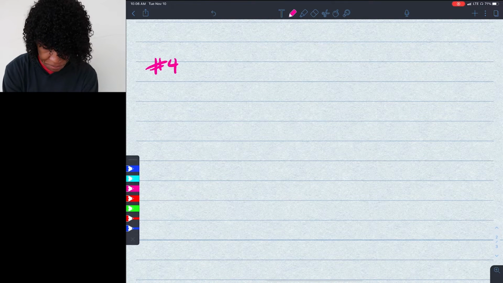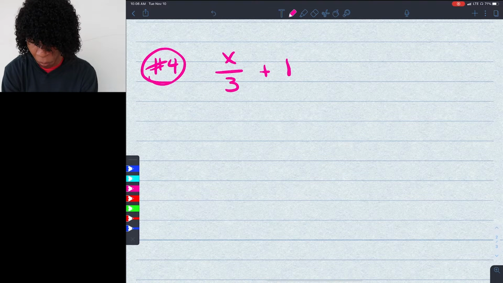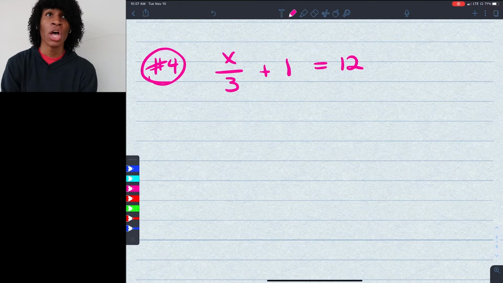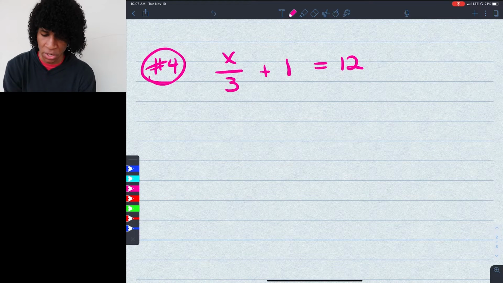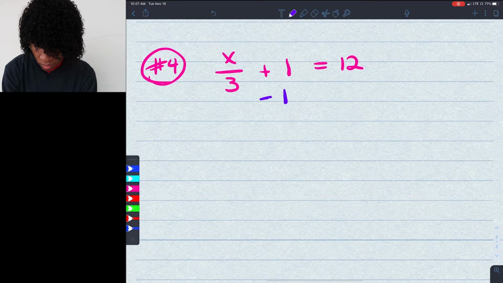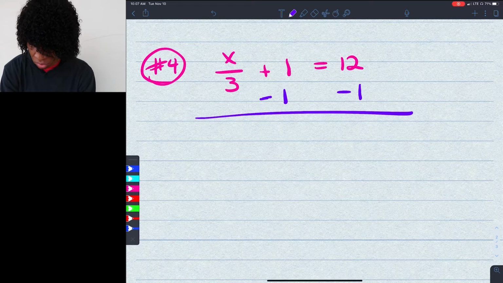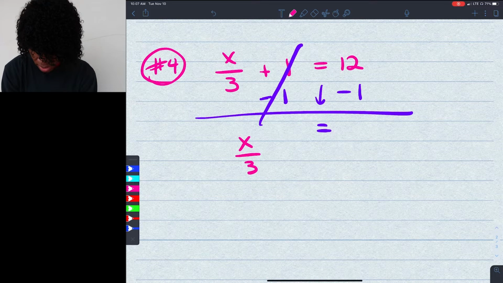So let's do this. Let's say you've got x divided by 3 plus 1 equals 12, okay? Let's do the simple stuff first. We've talked about this before. Let's do the simple stuff first. So, if you subtract 1 from both sides, because what you do to one side, you must do to the other, you're going to zero that out, and that's going to leave you with x divided by 3 equals 11, because 12 minus 1 is 11.